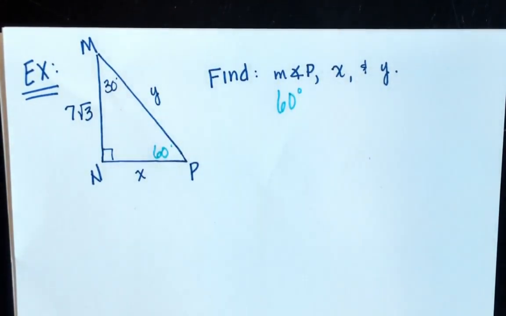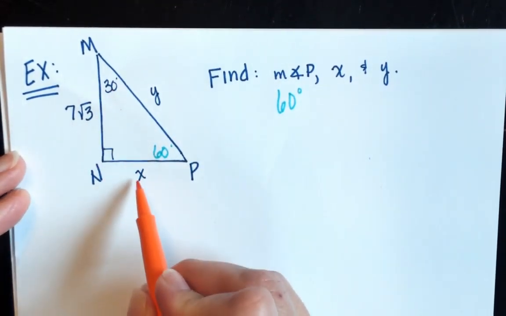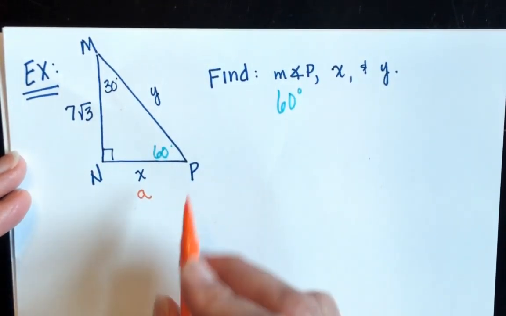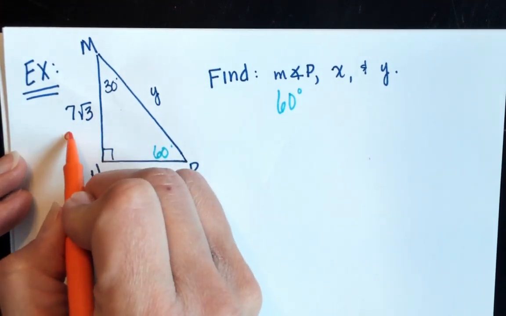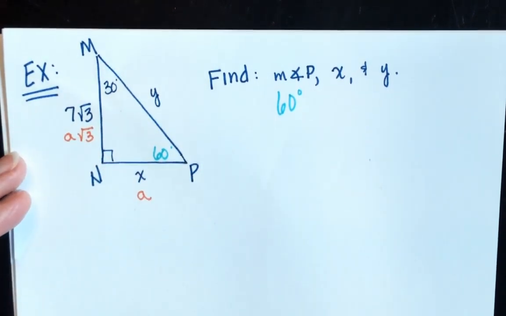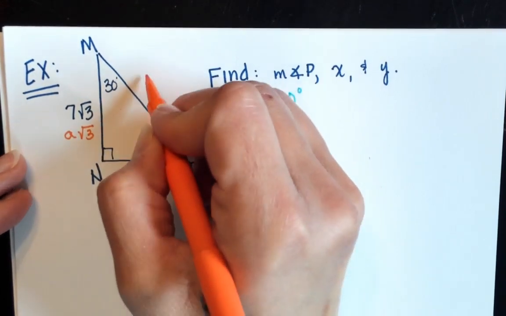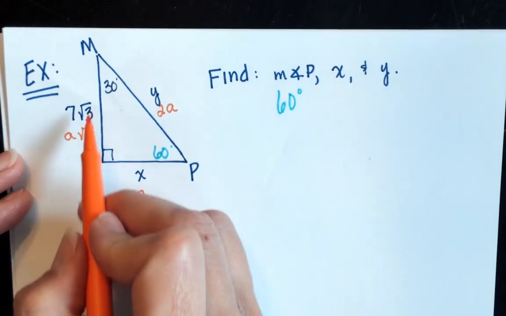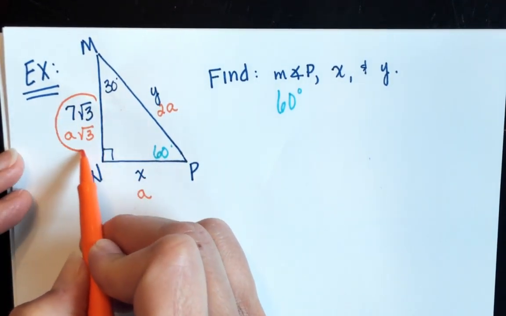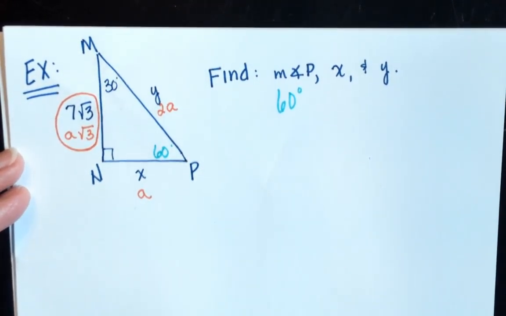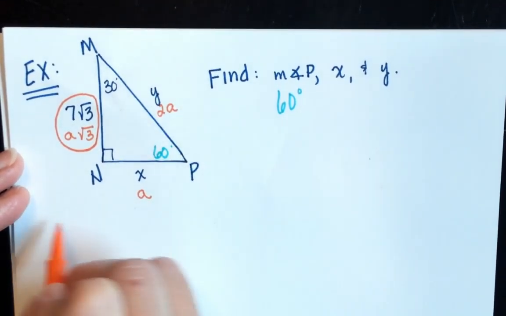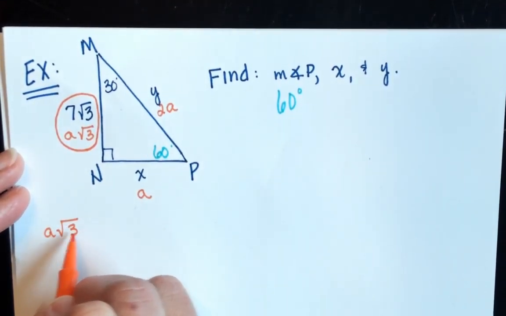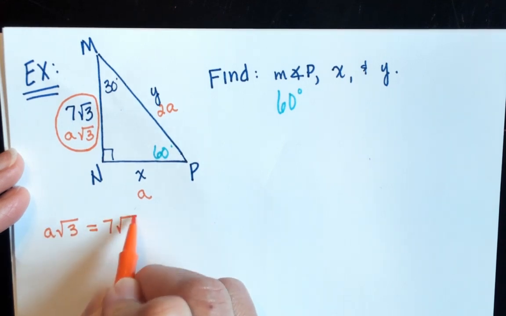Second step, same every time. Label your sides according to the formula. So opposite the 30 is A. Opposite the 60 is A radical 3. Opposite the 90 is 2A. The side that has the value and the formula, set them equal to each other. So A radical 3 equals 7 radical 3.